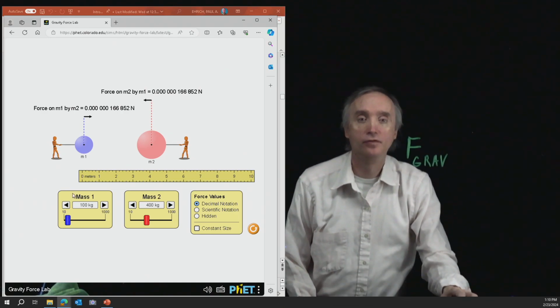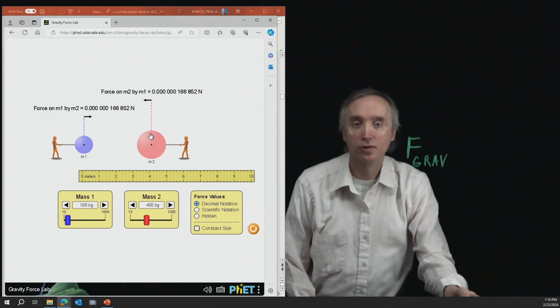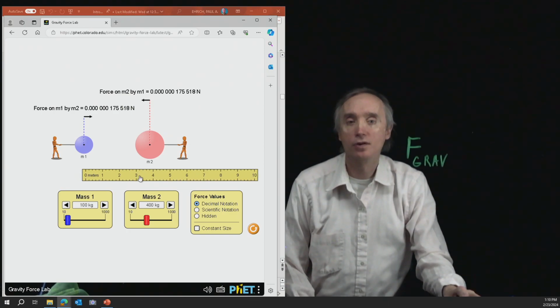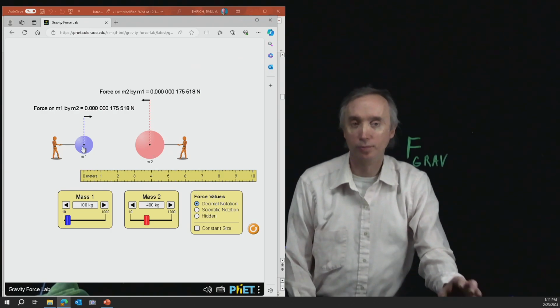Let's look at the variables that are going to be involved. We've got mass number 1, we've got mass number 2. We can control the amount of mass number 1 by moving this slider. We can control this mass by moving this slider, and then we can also change the distance between the two objects by grabbing it, and we can also move the ruler around. I'm going to put the ruler so that 0 is right underneath the blue ball, and that way we can measure everything from the blue ball.